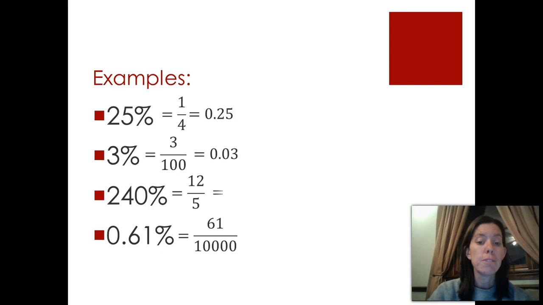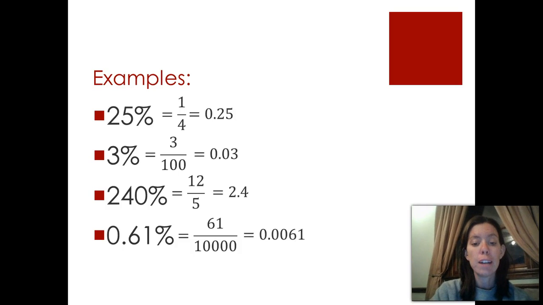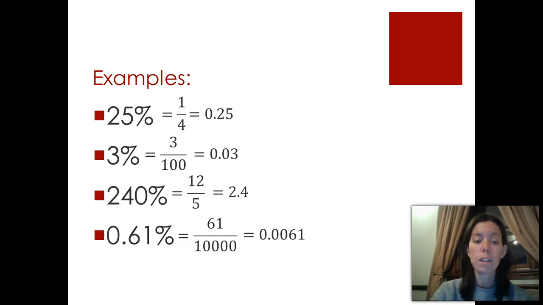12 over 5, when you divide, you get 2.4. And 61 over 10,000, when you divide, you get 0.0061. Now, if you look, there's a little bit of a pattern forming here.